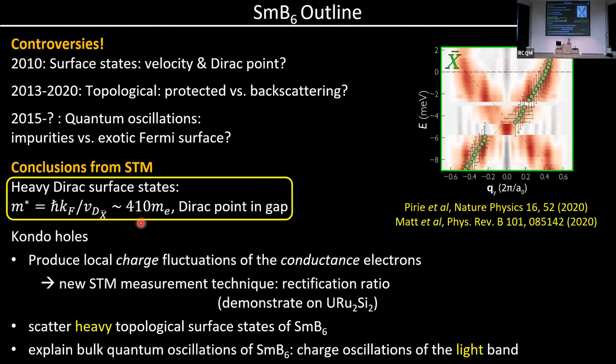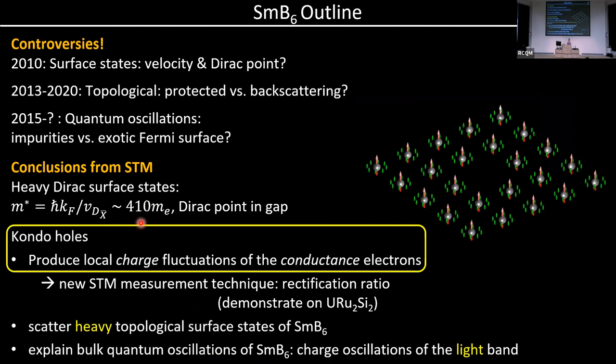So let's move on to the main point of this talk. I want to talk about Kondo holes. And I'm going to tie into these controversies at the top, and I'm going to claim that Kondo holes can actually give us some insight into the two open controversies here. So Kondo holes produce local charge fluctuations of the conduction electrons. And that's the point I want to explain pedagogically here.